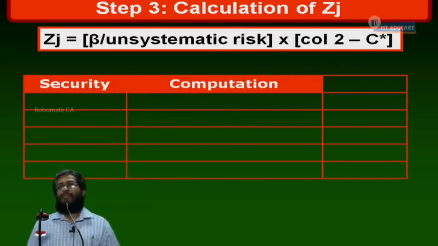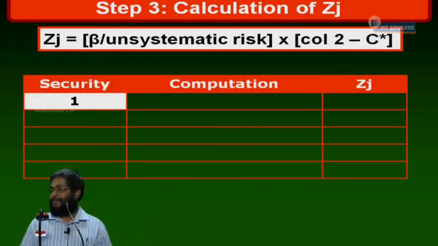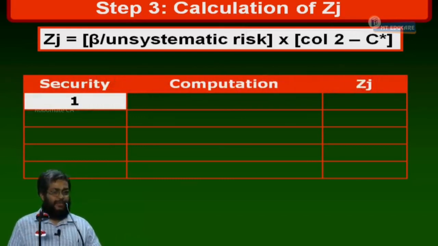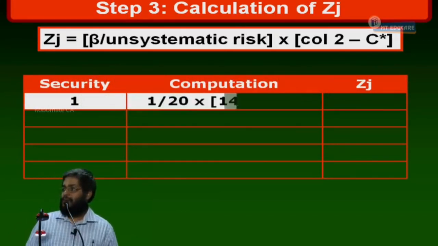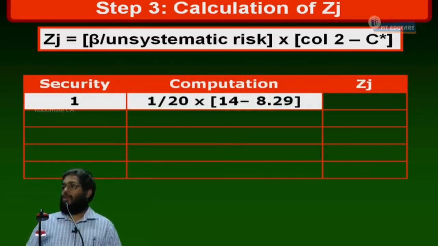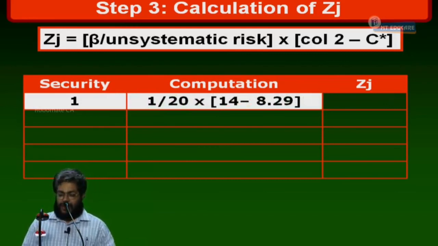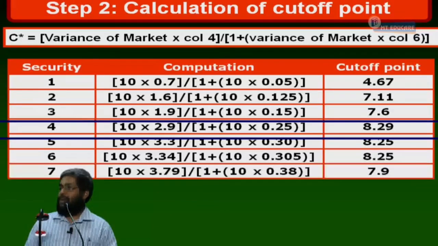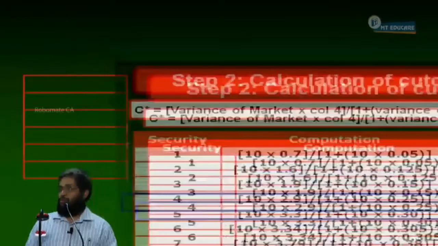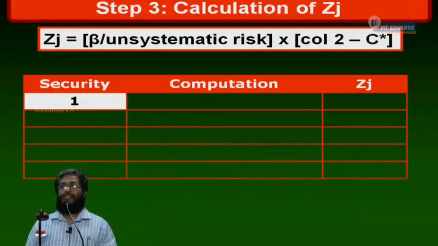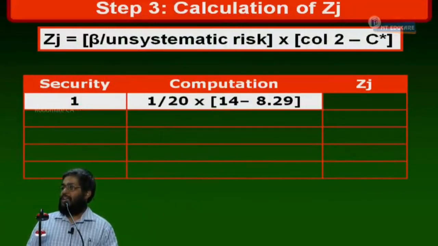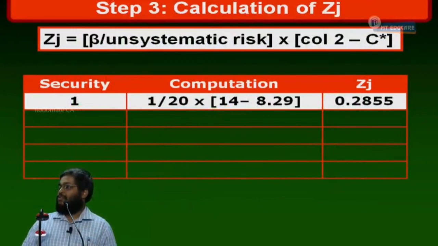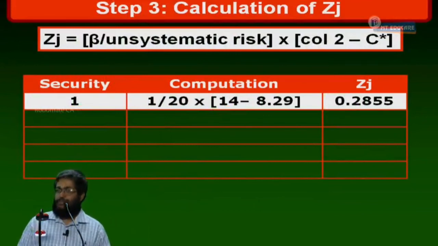Security computation of Zj. Security 1, look at the workbook. Beta by unsystematic risk is 1 by 20. What is beta of security 1? 1. Unsystematic risk 20 into 14 minus the cutoff point 8.29. That is my ultimate utility, at the point of tangency, 14 minus 8.29. The number is going to be 0.2855. Check the number. Right or not?